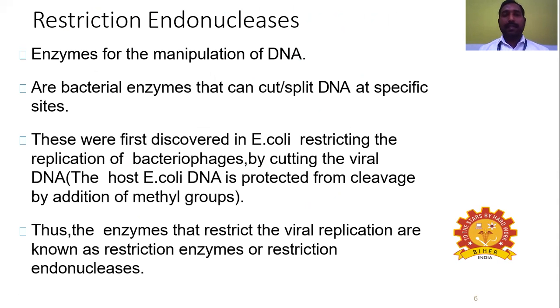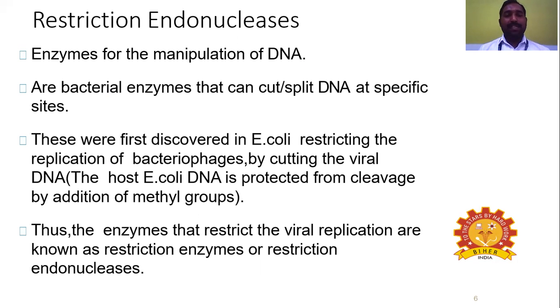The first thing: the restriction endonucleases. These are enzymes which can easily manipulate DNA, and they are obtained from bacterial cells; these enzymes are part of the bacterial enzymes. They can specifically cut or split the DNA at specific sites. These restriction endonuclease enzymes were first discovered in E. coli, restricting the replication of bacteriophages by cutting their viral DNA.